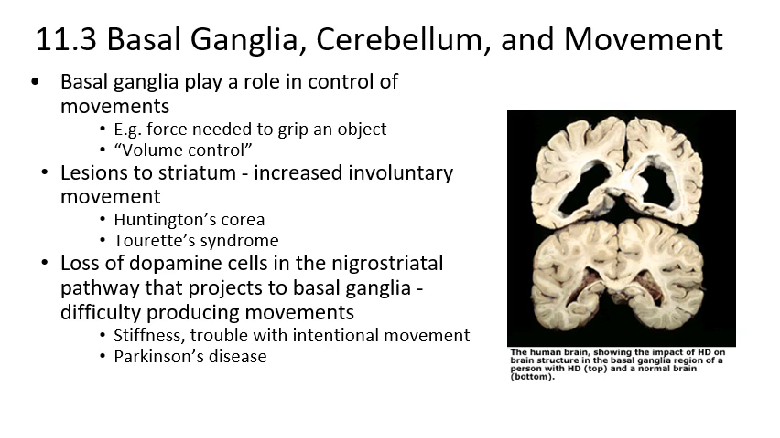In contrast, loss of dopamine cells in the nigrostriatal pathway that projects to the basal ganglia can produce difficulty in initiating movements. So this could be stiffness or trouble initiating an intentional movement. Parkinson's disease is associated with damage to this pathway.